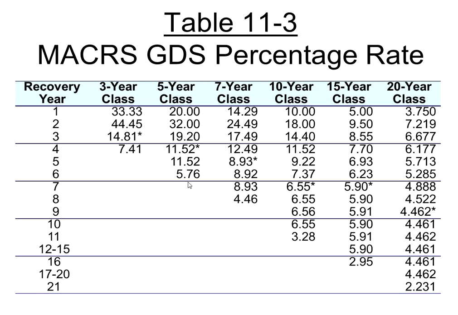So for 5 years we have 6 year percentage rates, and for 7 years we have percentage rates for 8 years, and for 10 we have 11, for 15 we have 16, and for 20 year class we have 21 years for which we have the percentage rates.